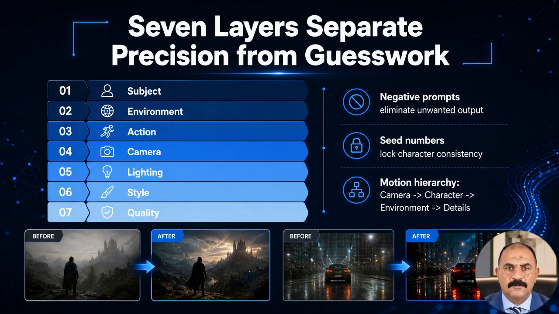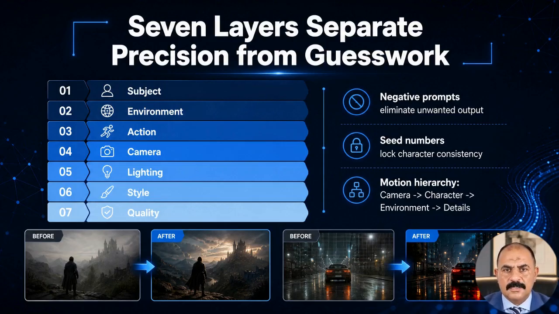Action: what is moving? Camera: lens type, angle, framing, movement. Lighting: direction, quality, mood, time of day. Style: photorealistic, cinematic, anime. Quality: resolution, detail level, render engine. Stack these 7 layers and you get precision. Advanced prompting also uses negative prompts to exclude what you don't want: no extra fingers, no blurry faces, no distorted text.